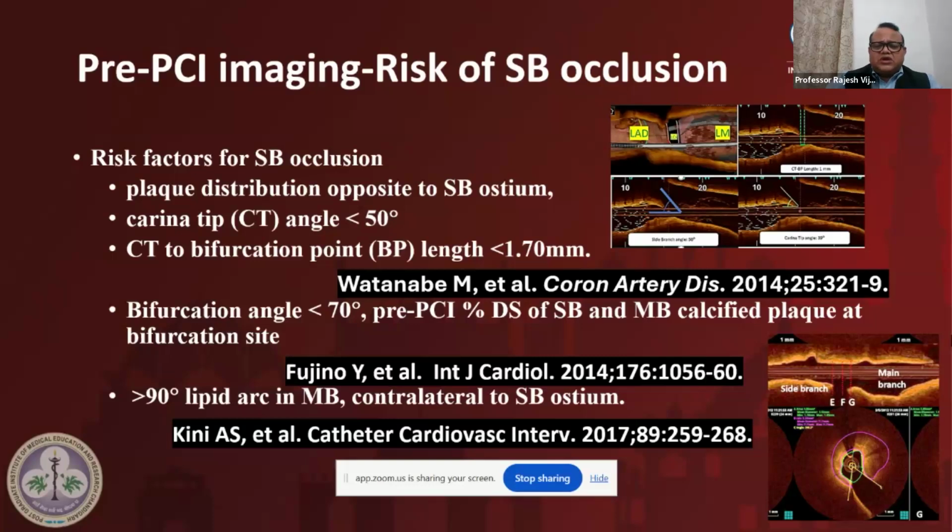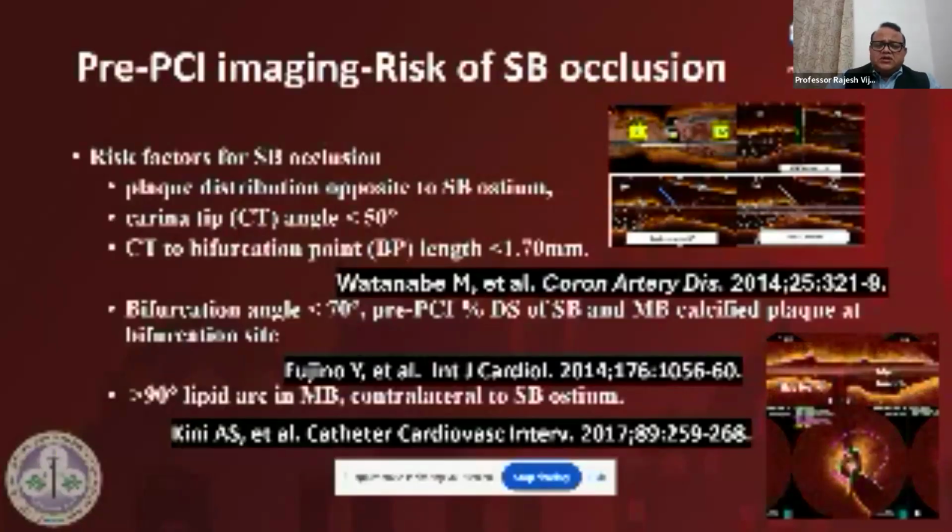Plaque distribution opposite to the side branch ostium is one. Carinal tip angle of less than 50 degrees. Carinal tip to bifurcation point length of less than 1.7 millimeter. A bifurcation angle less than 70 degrees. Percentage diameter stenosis of the side branch and main branch, calcified plaque are also shown, and in case it's a hyperlipidic arc of more than 90 degrees. So these are the various factors which have been associated with side branch, that's the LCx, occlusion during left main PCI, and therefore one has to be very careful.